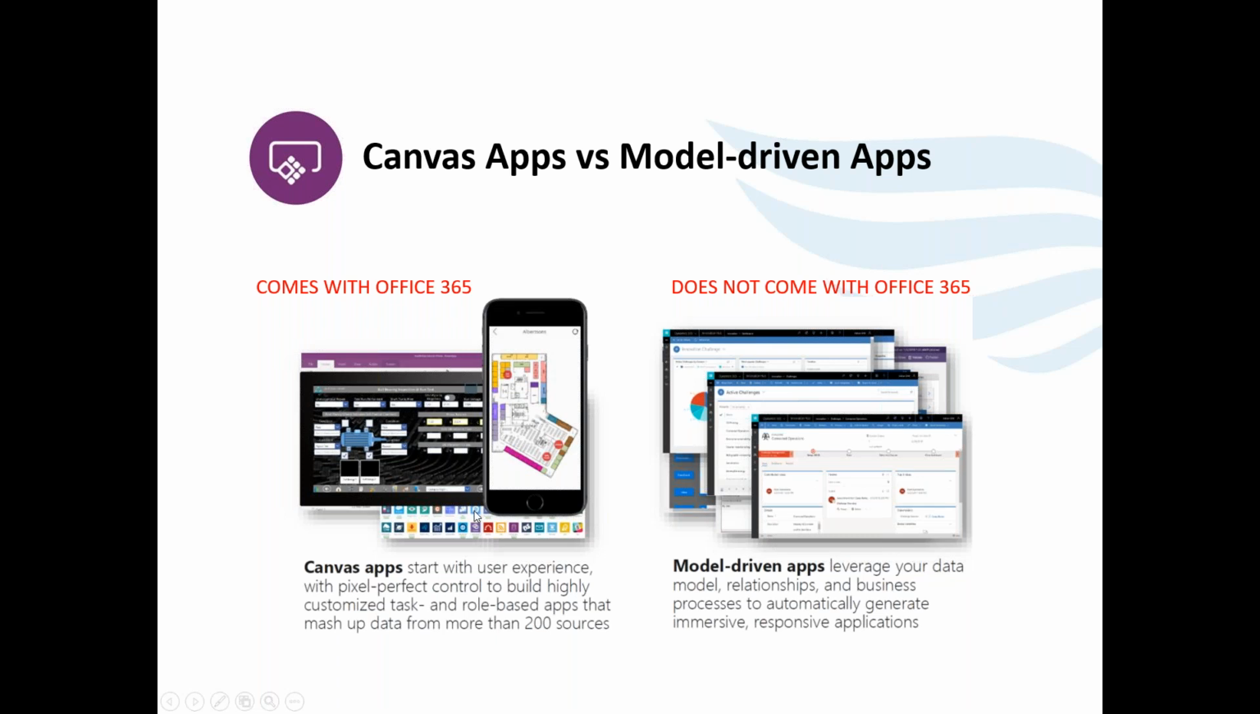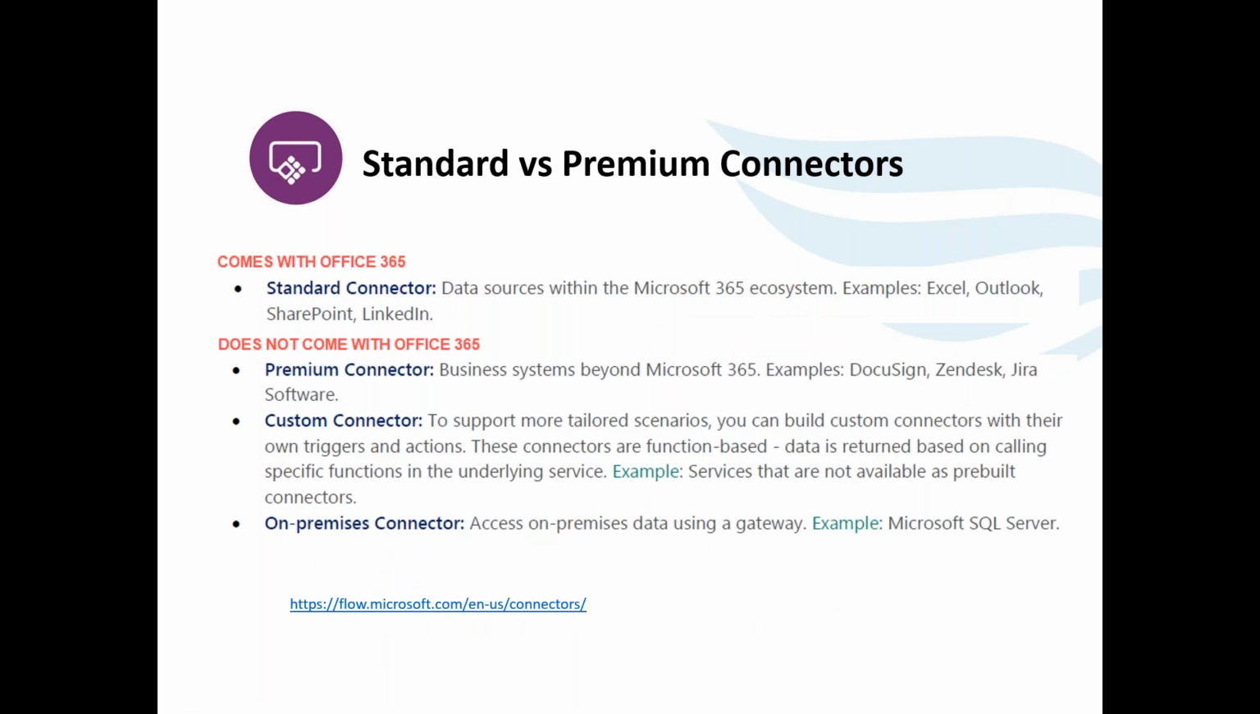So the Canvas apps come with Office 365 and the model-driven apps do not. That's one factor. The standard connectors come with Office 365. The premium ones do not, and the custom connectors and on-premises connector do not come with the Office 365 PowerApps. Standard connectors are usually connecting to things within the Microsoft ecosystem, and also some of the free versions of outside programs like Twitter. They're relatively free. The more premium ones connect with Azure-based services, SQL Server now, and Salesforce, services you pay for.